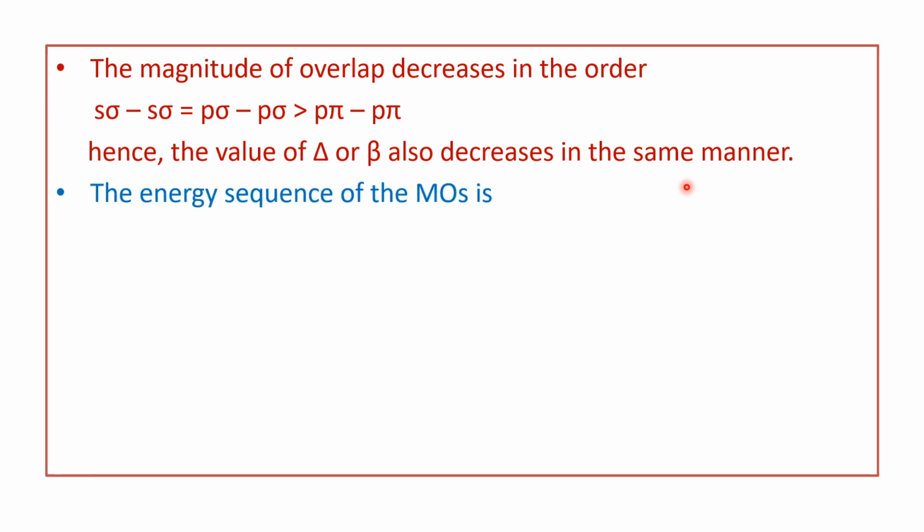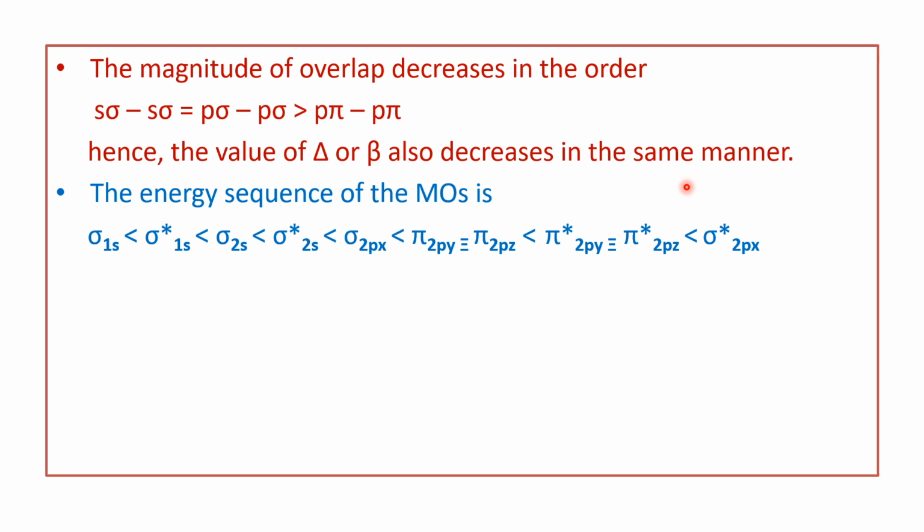And based upon this, the energy sequence of the molecular orbitals, that means the energy sequence which is placed in the MO energy level diagram is as follows. So this is the energy sequence based upon the overlap.